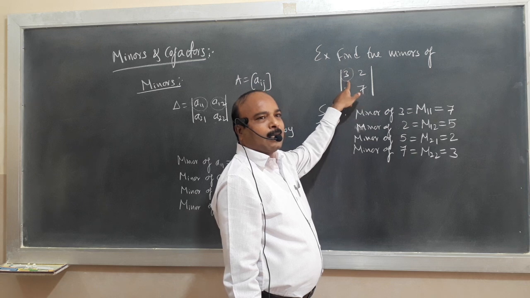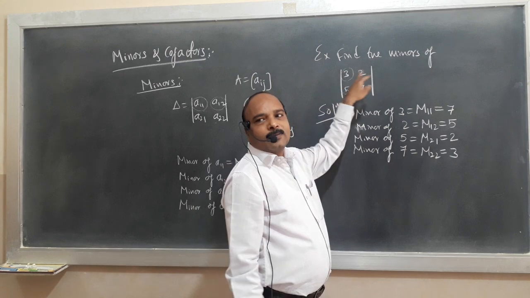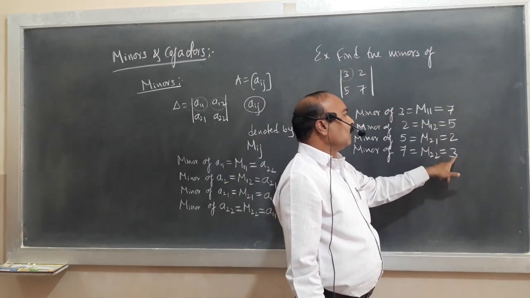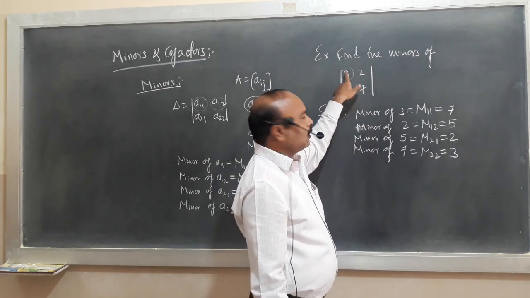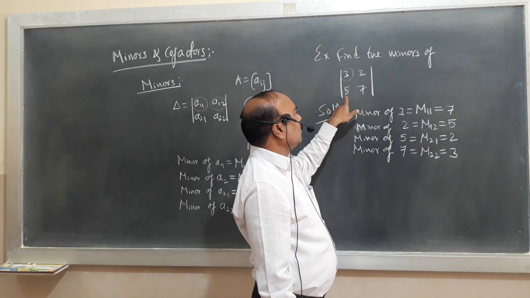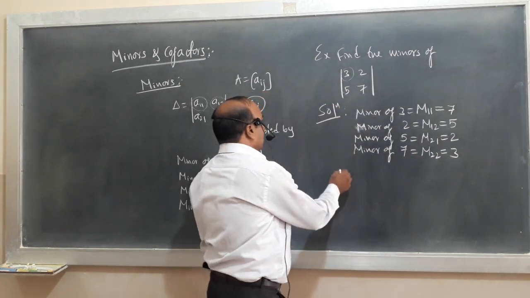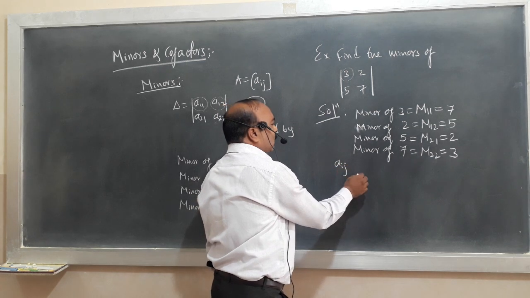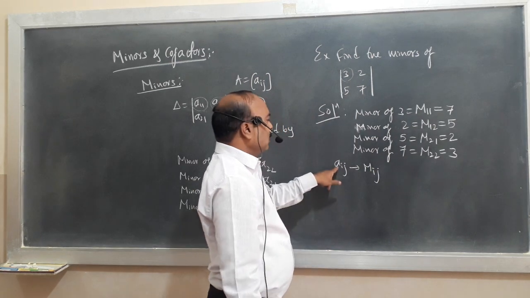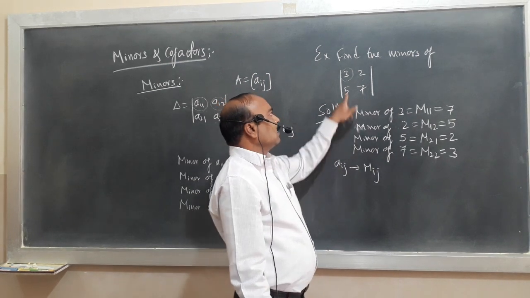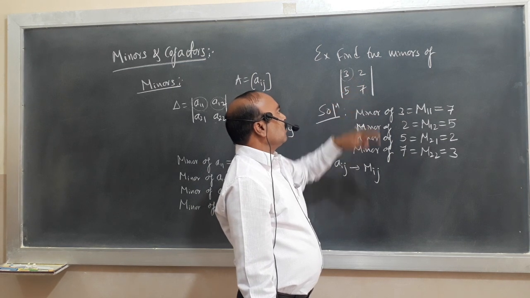If it is second order, we have 4 elements, each element having 1 minor. For 4 elements, you get 4 minors. It is obtained by deleting that column and that row where the element is present. In general, the minor of the element Aij is given by Mij. It is obtained by deleting the ith row and jth column where it is present. Like that, we define the minor of a second order matrix.